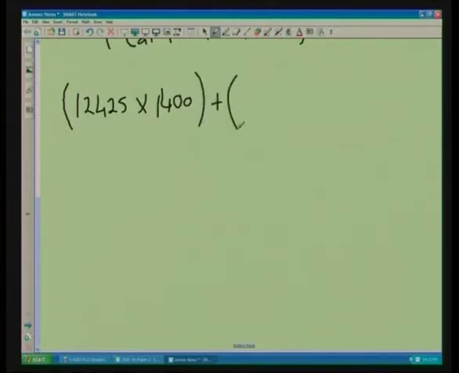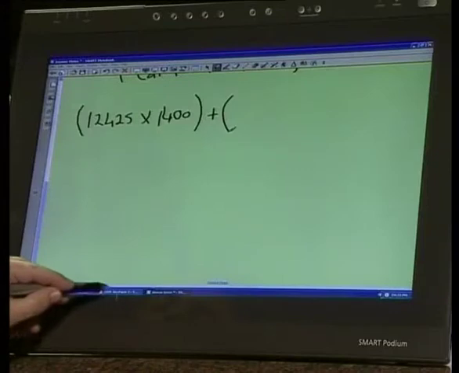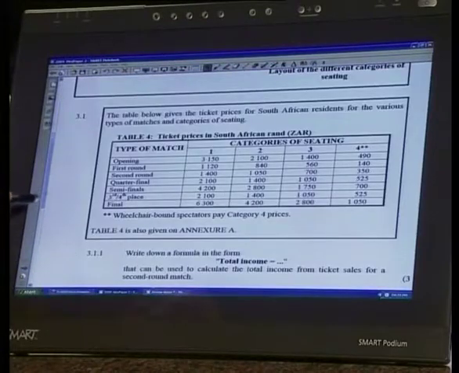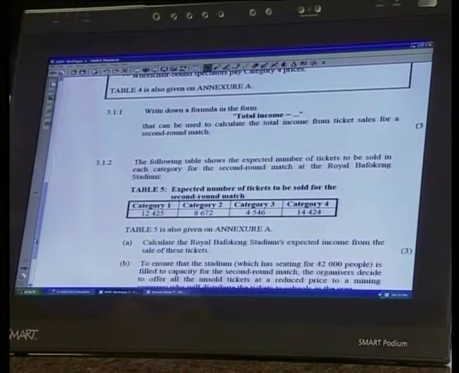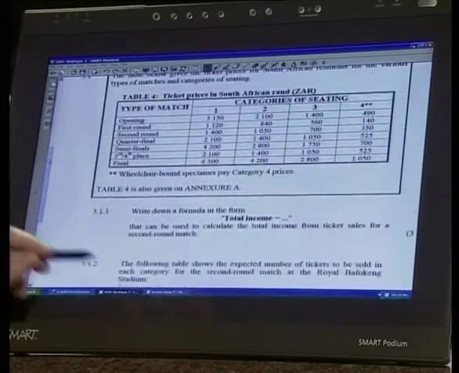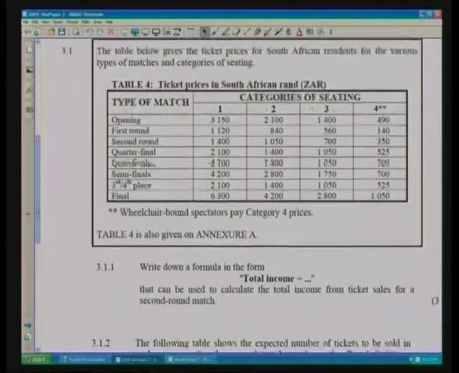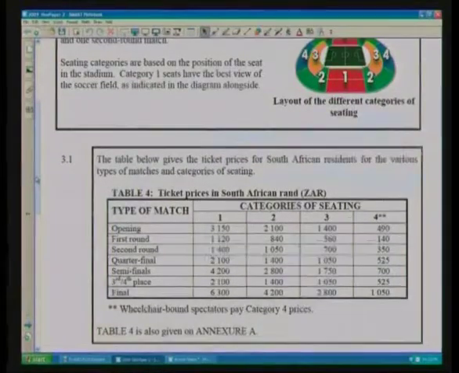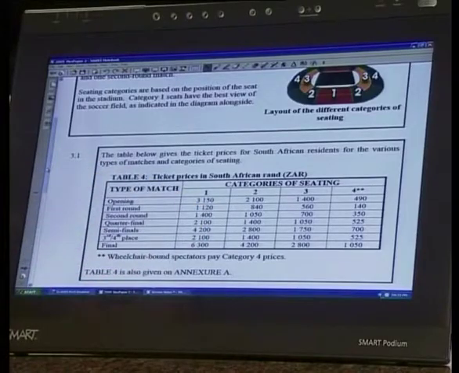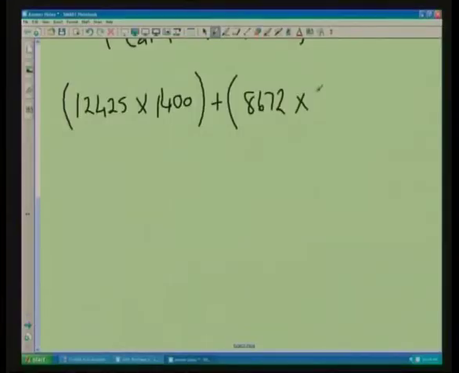Next, we're going to add the number of people in category 2, and that was given to us as 8,672. So that's 8,672, and of course we've got to multiply that again by the price of the ticket. And in category 2, a ticket cost 1,050 Rand. So we'll go and put that in over there. Next, we're going to do category 3.